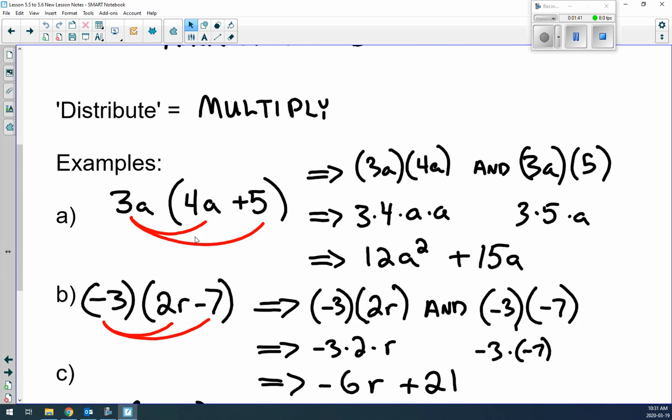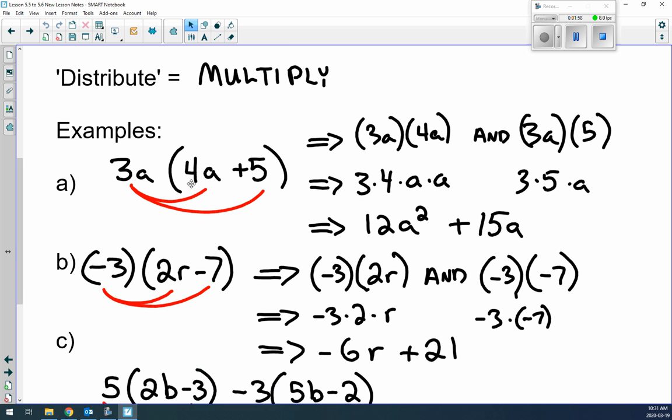So let's look at this first one here. 3a is the monomial, and 4a plus 5 is the binomial. Now, these little lines here, you can draw them in to keep yourself organized. So 3a times 4a, that's the first part here, and 3a times positive 5, there's the second piece over here. So it's really quite easy. 3a times 4a is 12a squared. 3a times 5 is 15a.